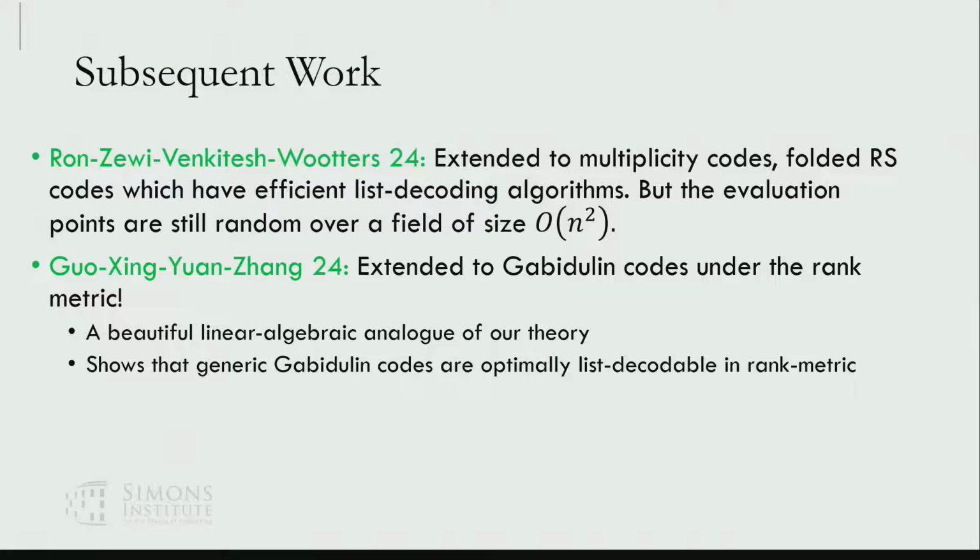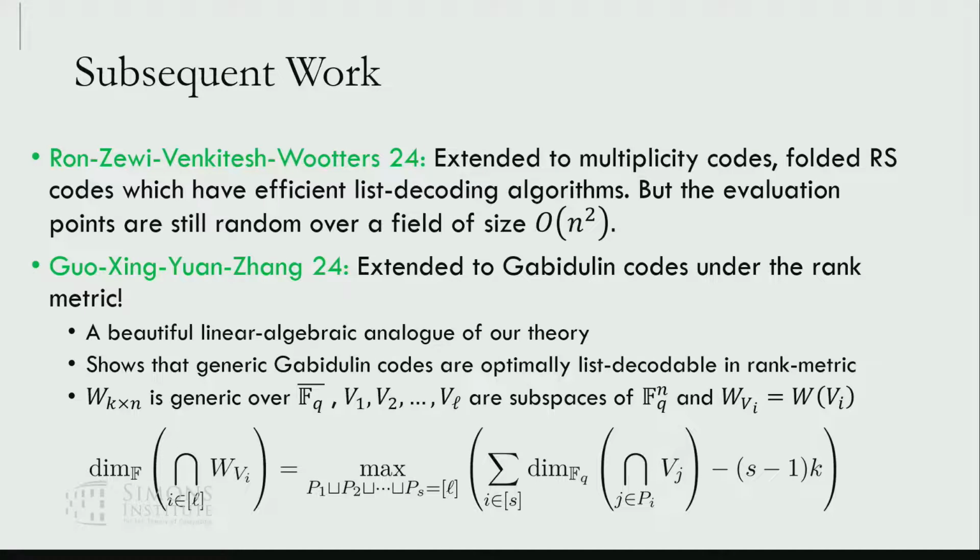What they do is they extended our whole framework to Gabidulin codes under the rank metric. So everything I talked about is the Hamming metric. Now the whole theory just applies verbatim to the rank metric, which is really nice. It's a completely linear algebraic analog of the whole theory, and it just works as it is. Of course, there are difficulties proving it, but they managed to do that. So what that shows is that generic Gabidulin codes are optimally list decodable in the rank metric. So they prove a new GM-MDS theorem for this in the rank metric.